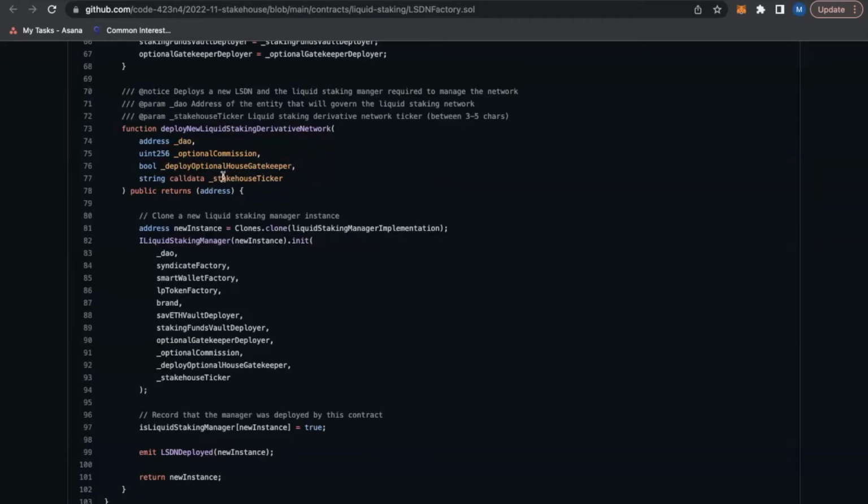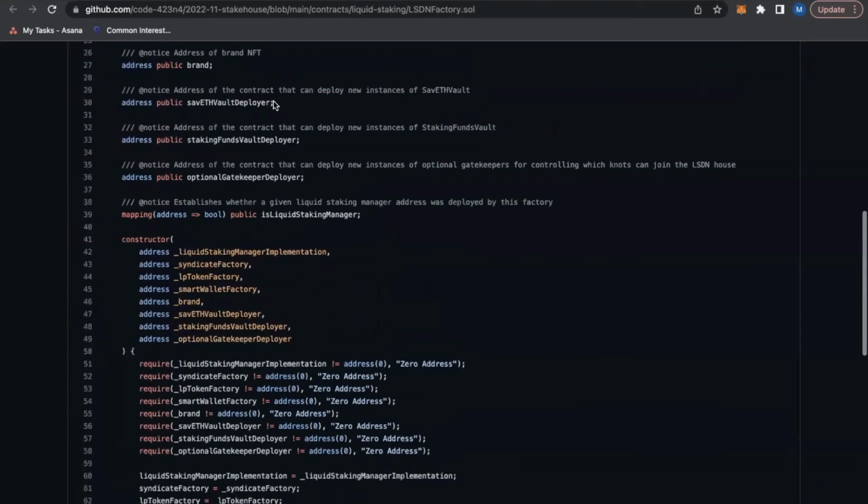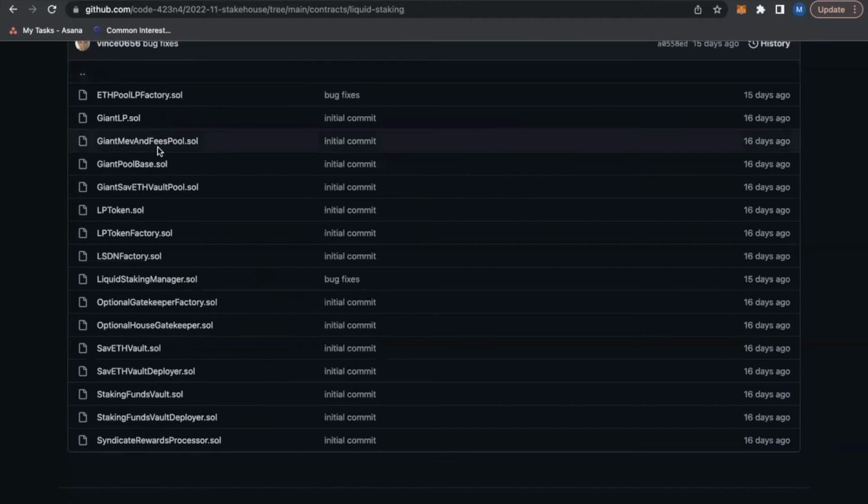And next is the Stakehouse ticker. The Stakehouse protocol works underneath the LSD network, and whenever a liquid staking network is deployed, it is associated with a unique Stakehouse ticker. Ticker is just the name of the Stakehouse, and that will mean that all your validators belong to this group, and definitely to your liquid staking network.